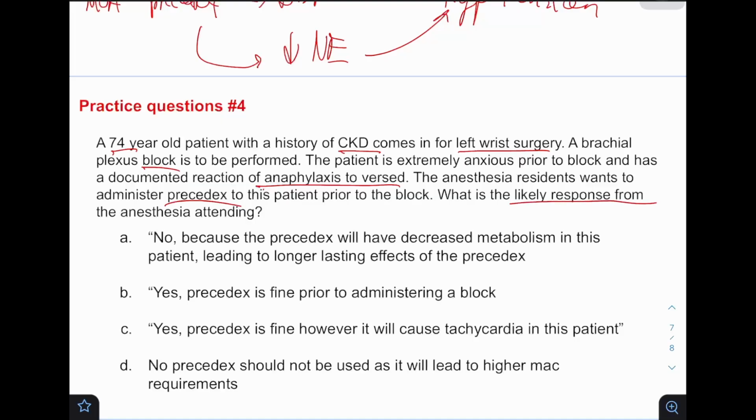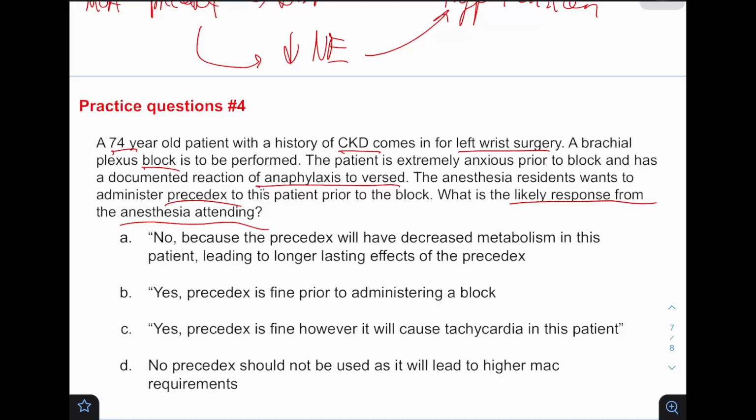What is the likely response from the anesthesia attending to hearing that the resident wants to provide Precedex? So these are the four answer choices. Option A is no, because the Precedex will have decreased metabolism in this patient, leading to longer lasting effects of the Precedex. B is yes, Precedex is fine prior to administering a block. C, yes, Precedex is fine, however, it will cause tachycardia in this patient. And D is no, Precedex should not be used as it will lead to higher MAC requirements.